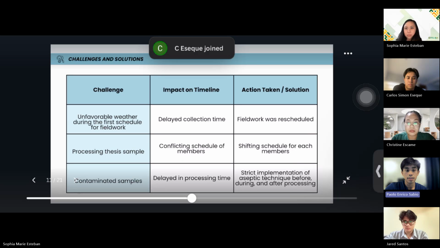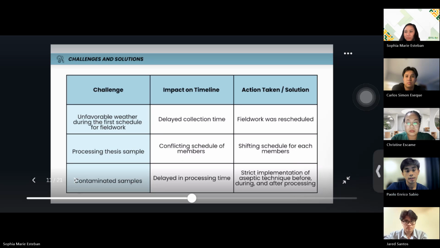Next is processing thesis samples. Scheduling conflicts among members posed a challenge. This was solved by assigning specific tasks, with 2 members focusing on isolation and 2 to 3 members handling morphology assessment and agar preparation. Lastly is contaminated plates.